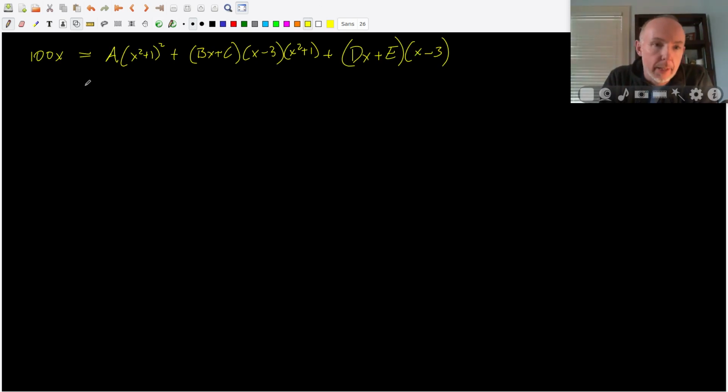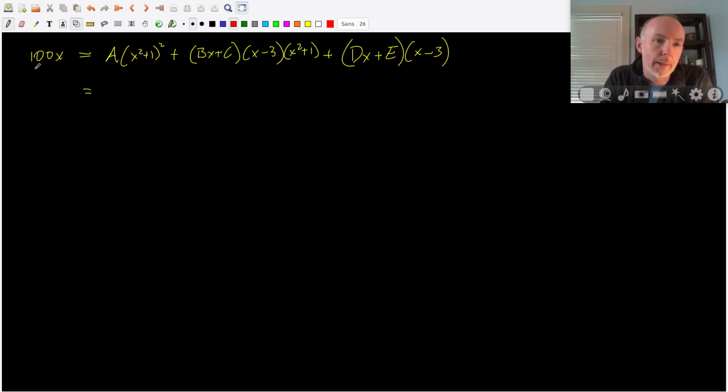In the previous example, we could plug in special values and make progress. You can try that here. It'll certainly work, but it's going to leave you with disgusting equations. So when they get this complicated, the best approach, it's not pretty, is just to multiply the whole thing out and then look at corresponding powers.